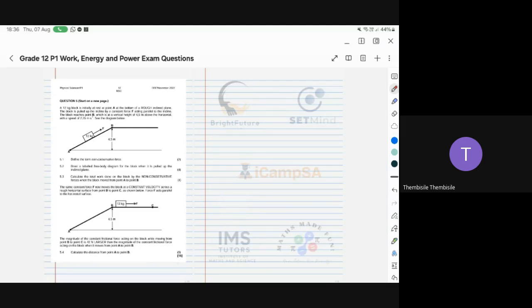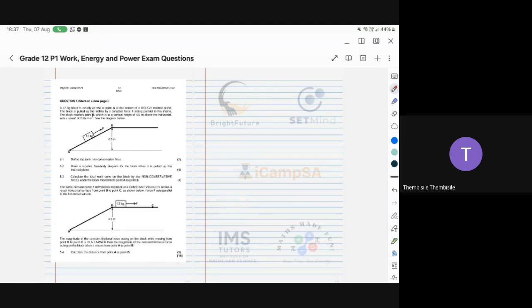Can everyone see my screen? Just give me a thumbs up if you can see my screen, then I can start working. Cool, thank you. So let's start here.